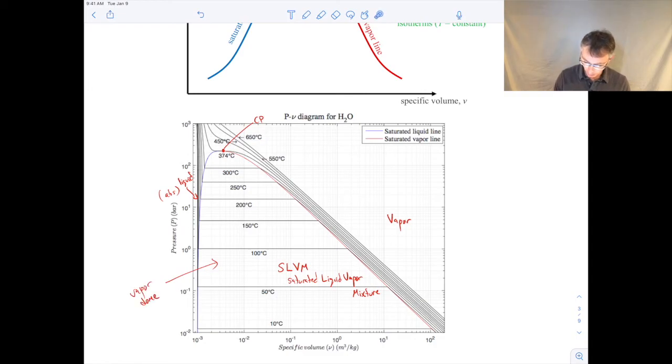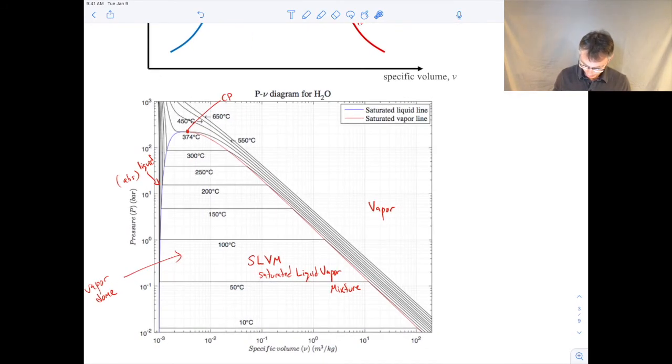In that vapor dome, liquid and vapor exist in equilibrium. So you can have a mixture of liquid and vapor totally fine. It's kind of like when you're boiling water, right? When you're boiling water, you have vapor water as well as liquid water simultaneously. So that would be in the saturated liquid vapor mixture region. Okay, so that's this region here inside the vapor dome.